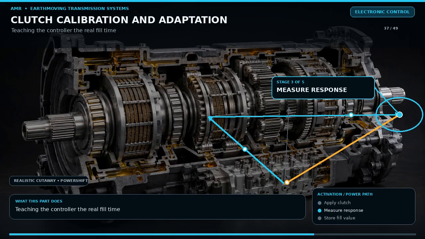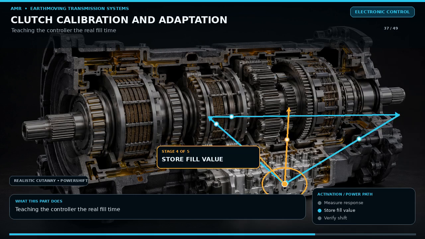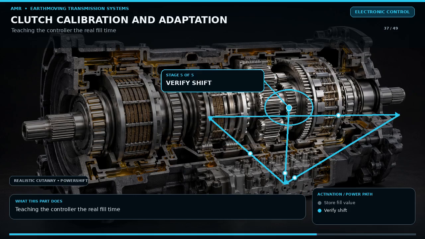Adaptive systems may continue making small corrections during normal shifts. Calibration cannot repair worn plates, a leaking seal, low pump pressure, contaminated oil, or a sticking valve. If calibration repeatedly fails, read the failure reason and test that circuit. Do not keep increasing values to hide a mechanical fault.